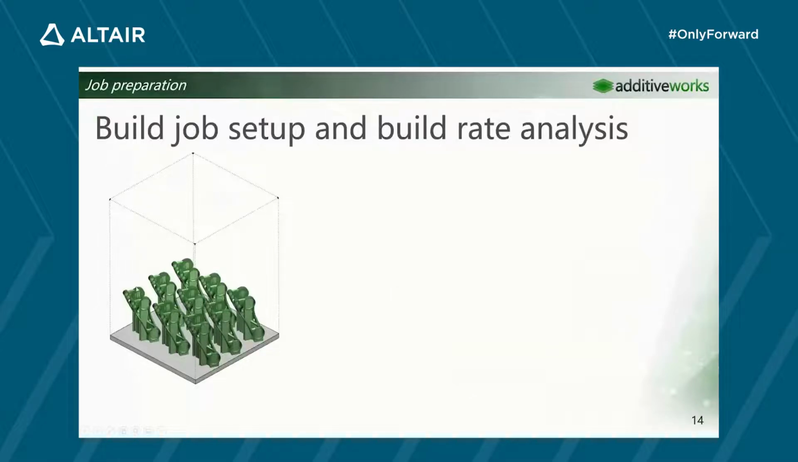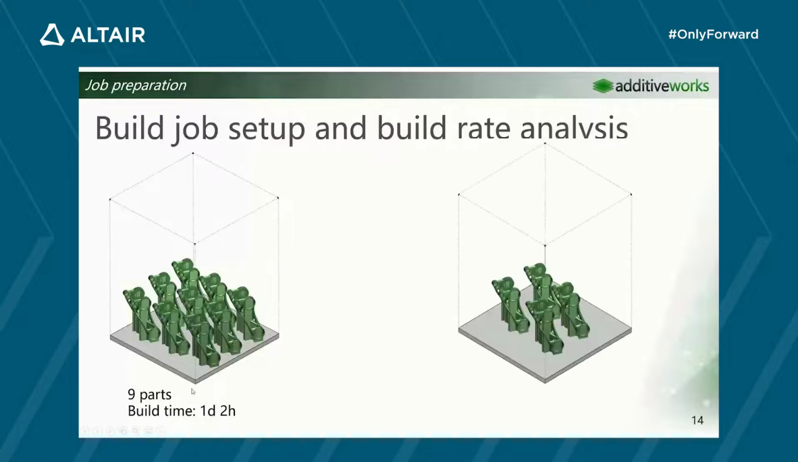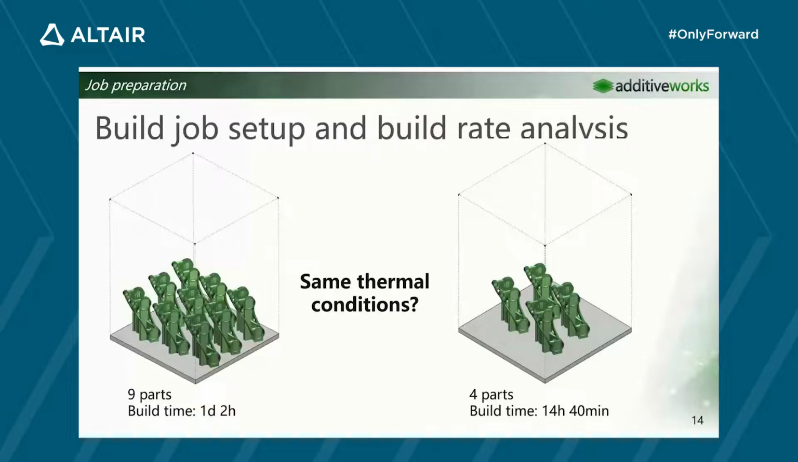So if we now analyze a build job of printing 9 of these parts with the support structure and with our preparation, the process will take 1 day and 2 hours. But maybe one day we only want to print 4 of them. So in this case, the process only takes 14 hours and 40 minutes. And now the question is, do I have the same thermal conditions? Do I get the same result from these 2 build jobs?